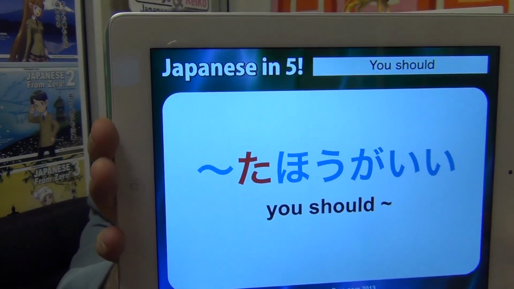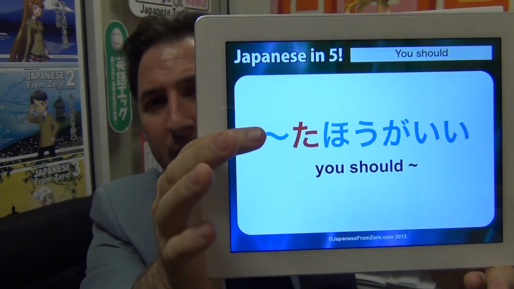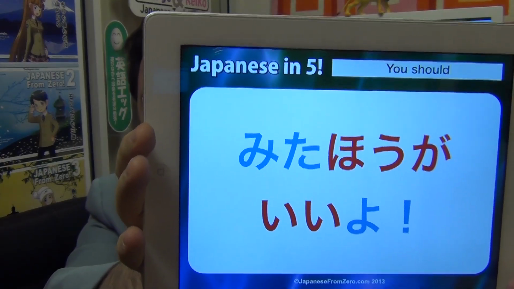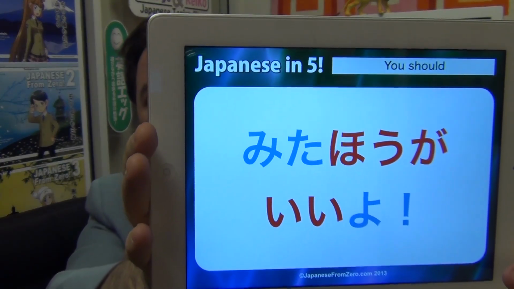Ta hoga ii. What is this ta right here? This is the ta form of a verb, which is the informal past tense. For example, itta, I went. It seems a little bit weird to use a past tense verb to say you should go, which is a future thing, right? Normally, iku would be future, but here you're going to say, itta hoga ii desu. You should go. Or, mita hoga ii yo. It's any ta form plus hoga ii.